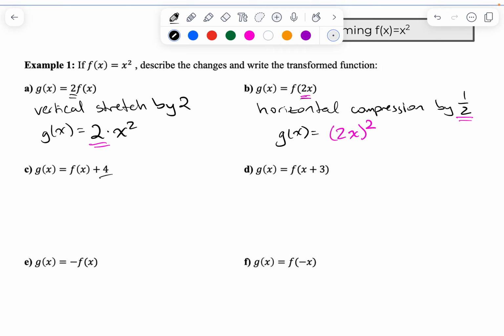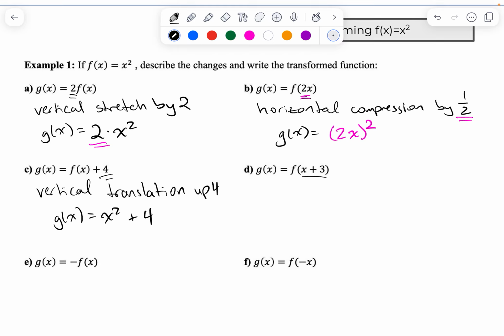This one here, we're just adding 4 to the whole function. So it's adding to the whole function. So it's vertical. It's adding. So that means it's a translation. It's just going to be a movement, and it's to the whole function plus 4, so it means it's up 4. So my function's going to be x squared, but then I add 4. So that's a parabola moved up by 4.